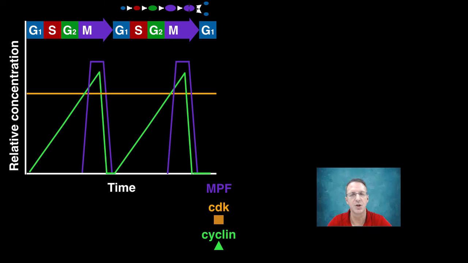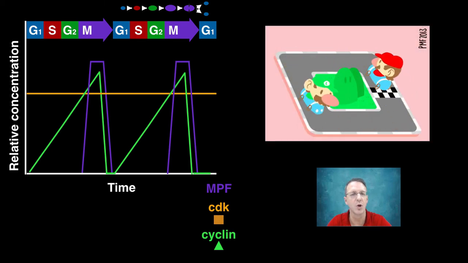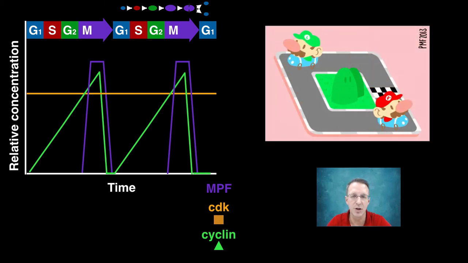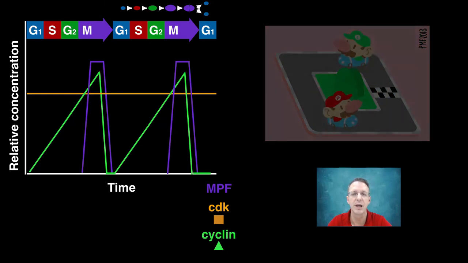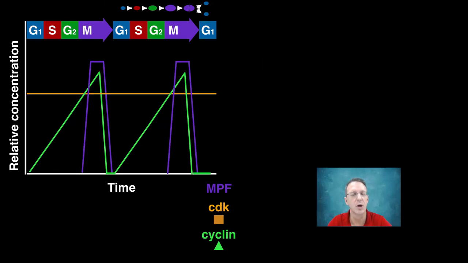So there you have it, the cell cycle, which can repeat over and over and over again. And as long as it stays under control, you really don't even know that it's going on at all.